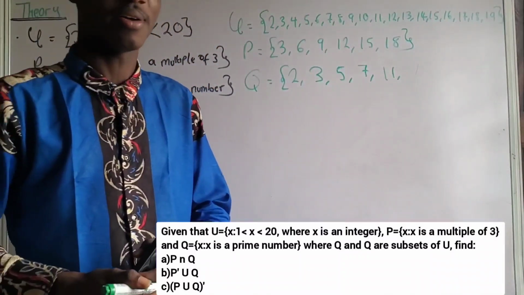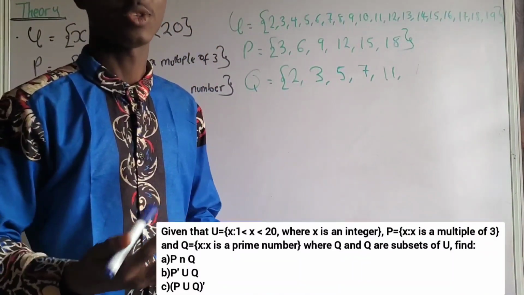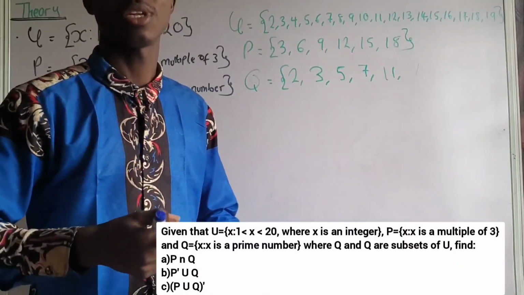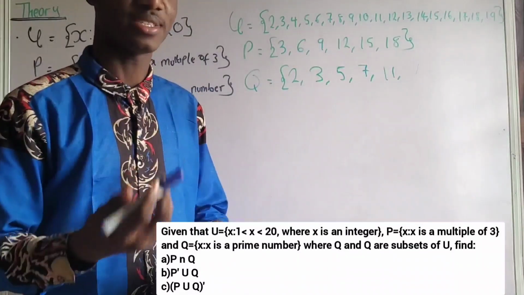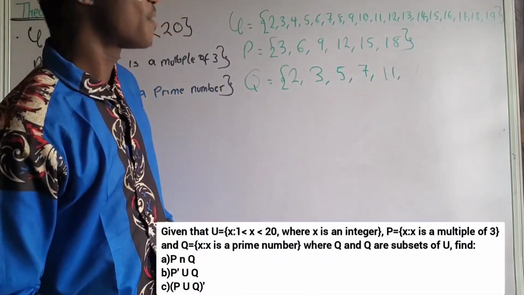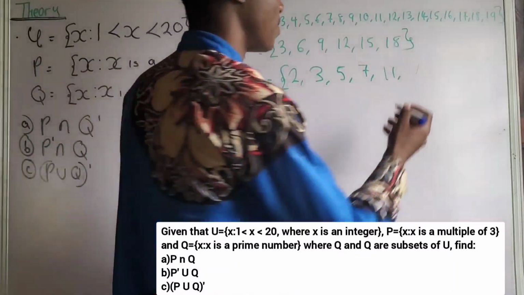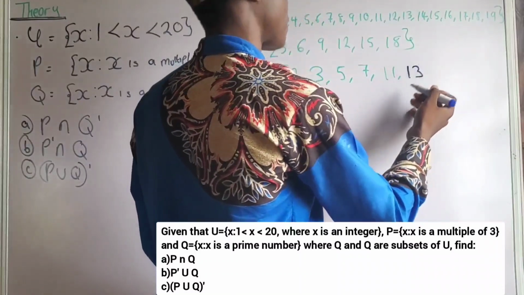12 is not a prime number because 12 is divisible by 2. It is divisible by 4. It is divisible by 3, even without remainder. It is divisible by 6. Are you getting it? So now 11 is a prime number. 12 is not a prime number. What of 13? 13 is also a prime number. So put it there, 13.